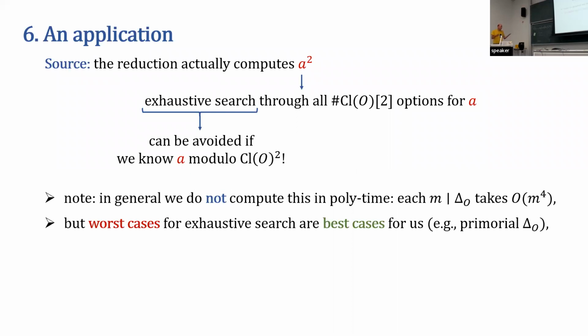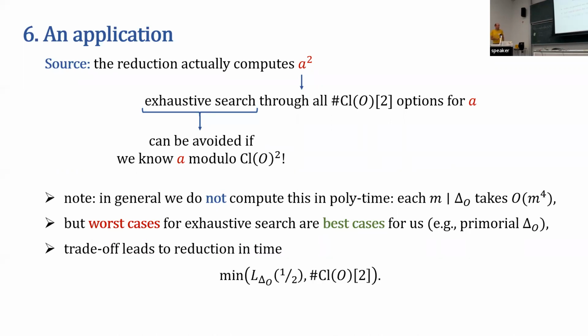But interestingly, the worst cases for this exhaustive search, like this primorial case, are the best cases for our attack. Because in the primorial case, when you have many, many prime factors, then necessarily all these prime factors are small. And so we can run our attack. So the worst cases for exhaustive search are our best cases. And so you can make a trade-off, and this lands in the sub-exponential. So the worst-case reduction has now dropped from an exponential time reduction to a sub-exponential time reduction. So that's an application of this. I'll stop here.